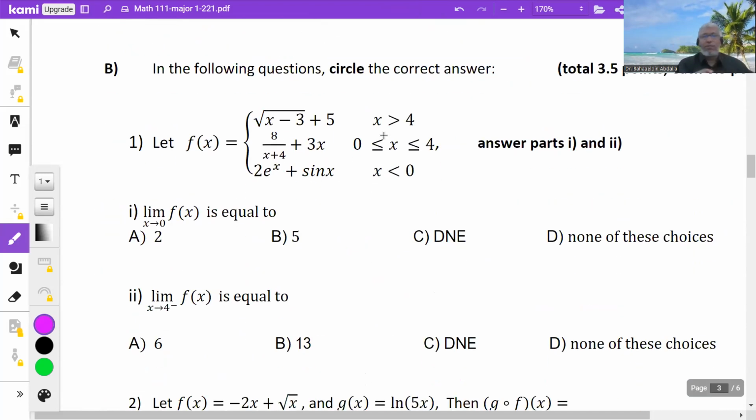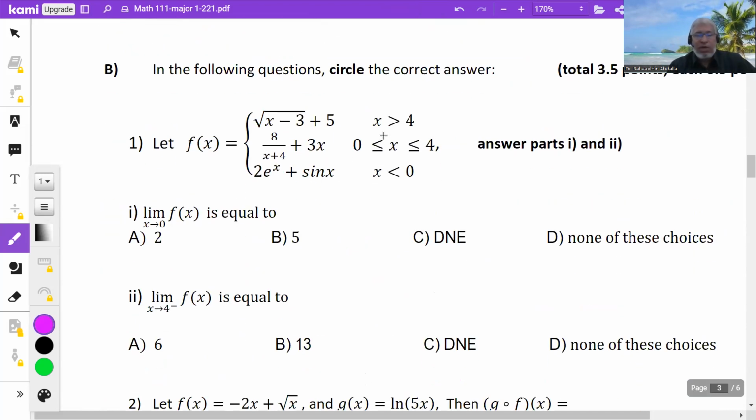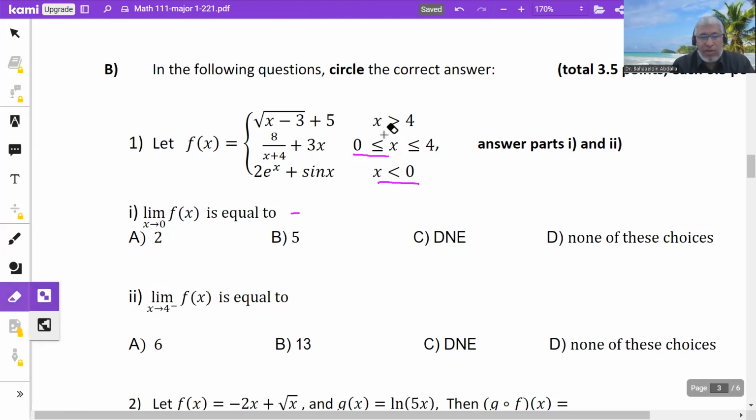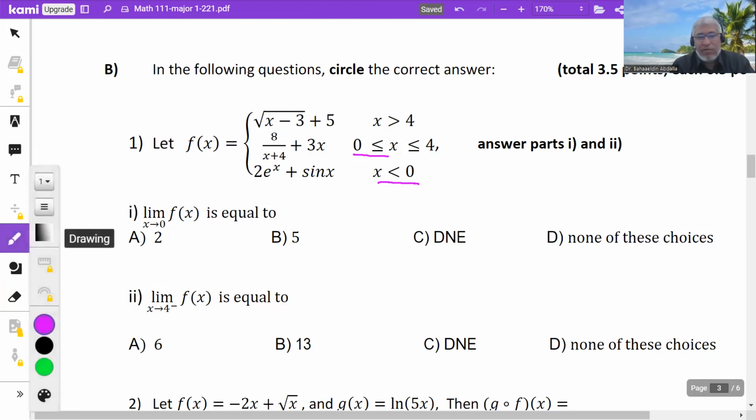Second question, a piecewise function is given and we need to find the limit when x approaches 0. Well, the definition changes at 0. If x is greater than 0, there is a definition. If x is less than 0, there is another definition. So to find the limit of the function when x approaches 0, we have to find the limit from the right and the limit from the left.